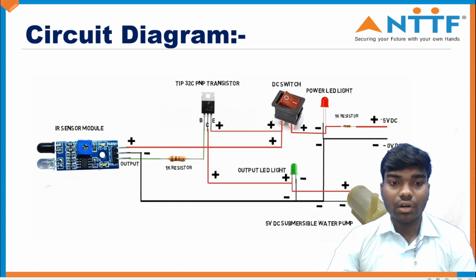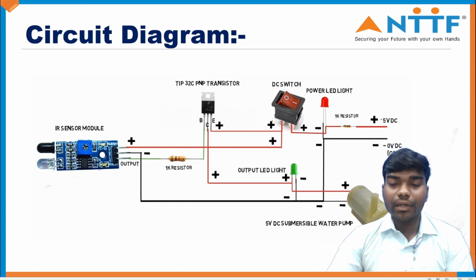to the ground of the IR sensor. And at this terminal one green LED is connected. So when the water pump dispenses the sanitizer, the green LED will glow. Then the transistor base terminal is connected to the output terminal of the IR sensor with a 1K resistor.